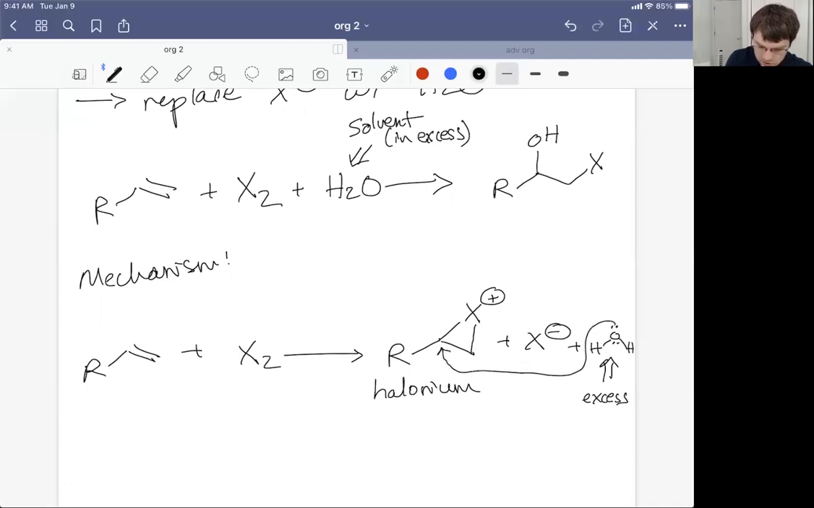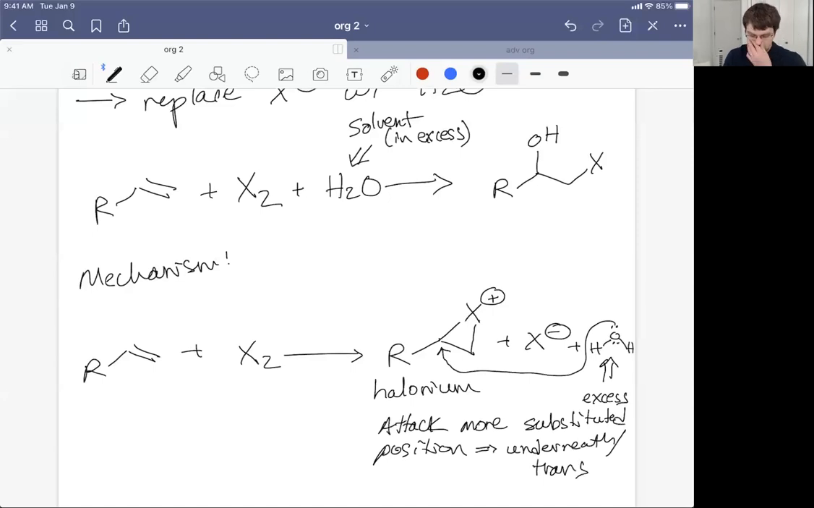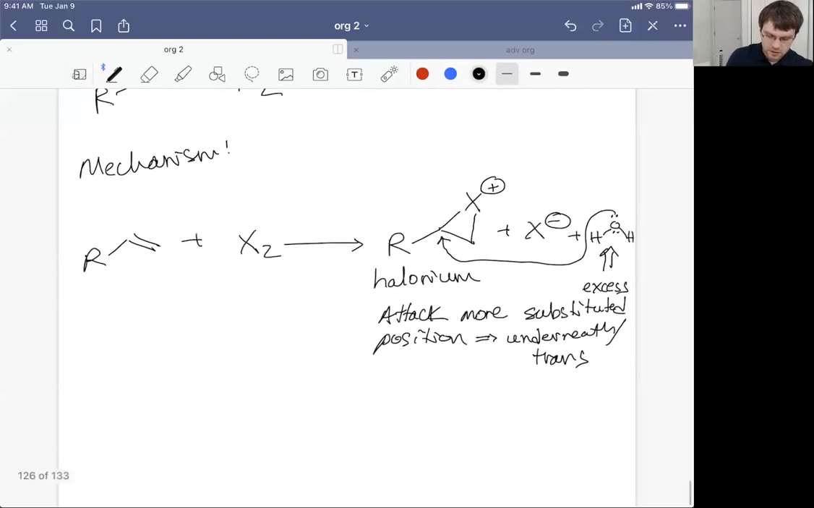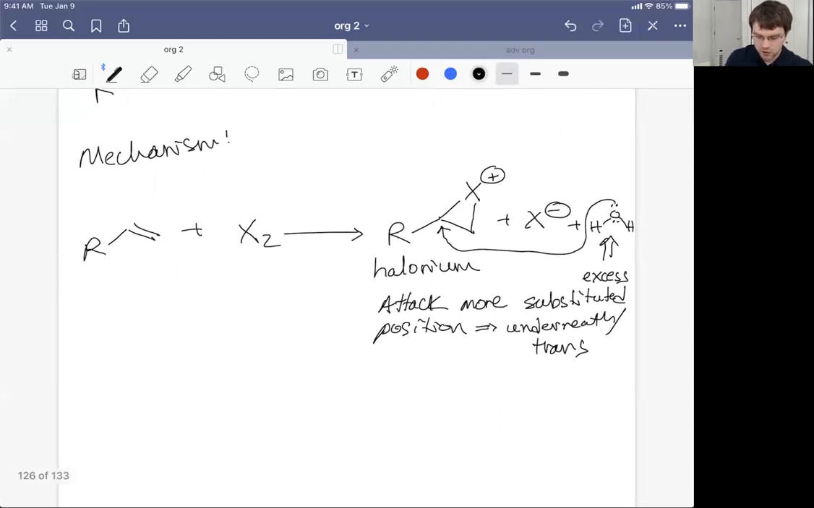Now, where is it going to go? It's going to attack the more substituted position and it's going to do so underneath the ring. So underneath, trans. Okay. So we let the water attack. The water is going to carry with it two hydrogen atoms, which, like the hydration reaction, is going to give us another intermediate. So we're going to attack that position and put the X over to the right side on the unsubstituted side.